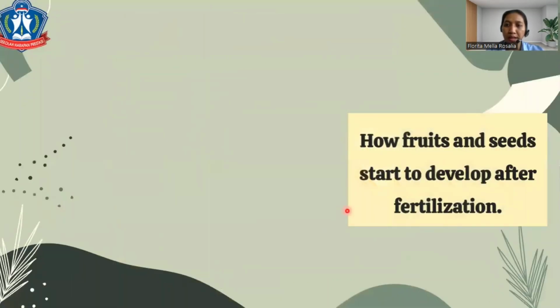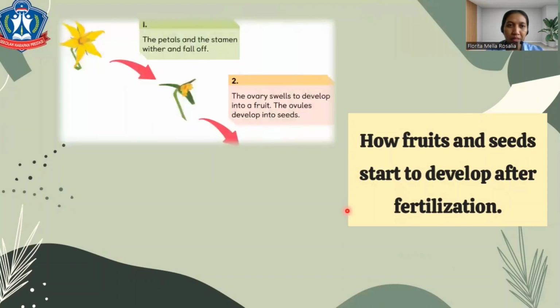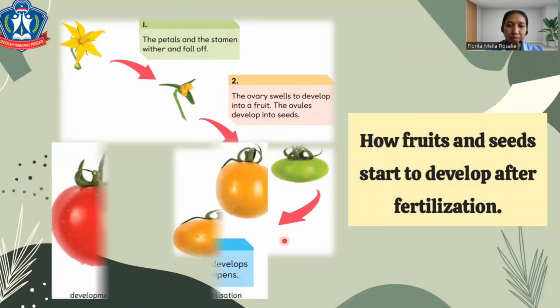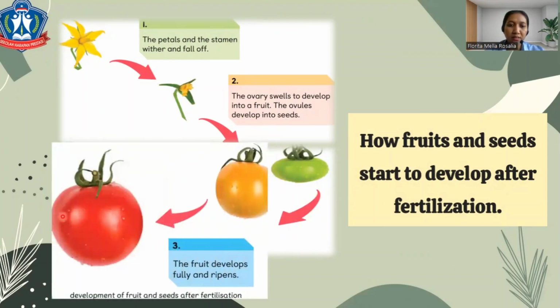Now, how do fruits and seeds start to develop after fertilization? Can you take a look at this diagram? So here the petals and the stamen wither and fall off. The ovary swells to develop into a fruit, and the ovules develop into the seeds. And then next, the fruit develops fully and ripens. If the fruits are ripened, you can eat the fruit.